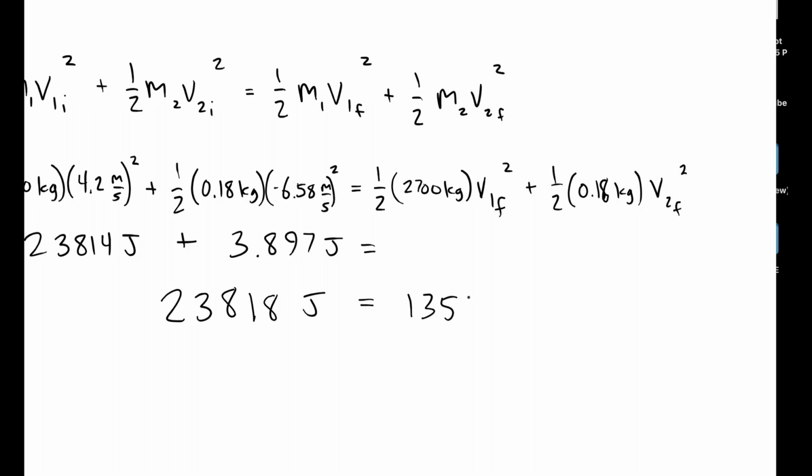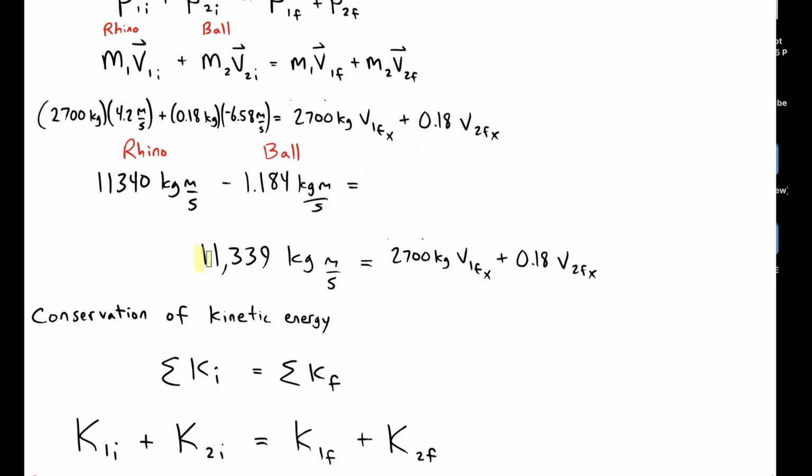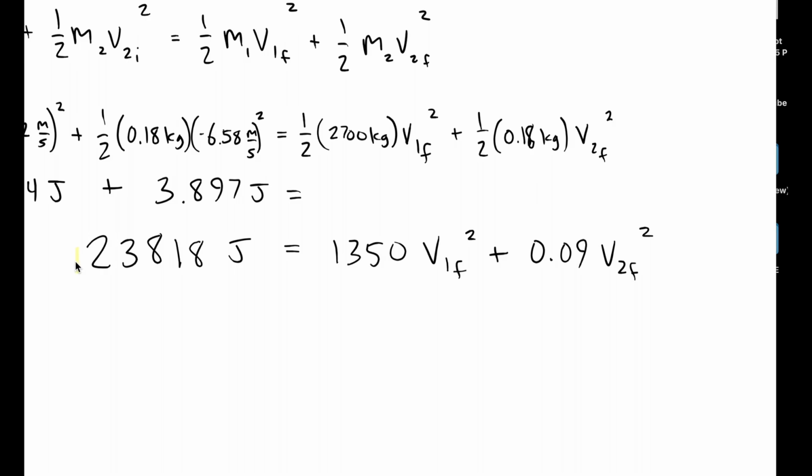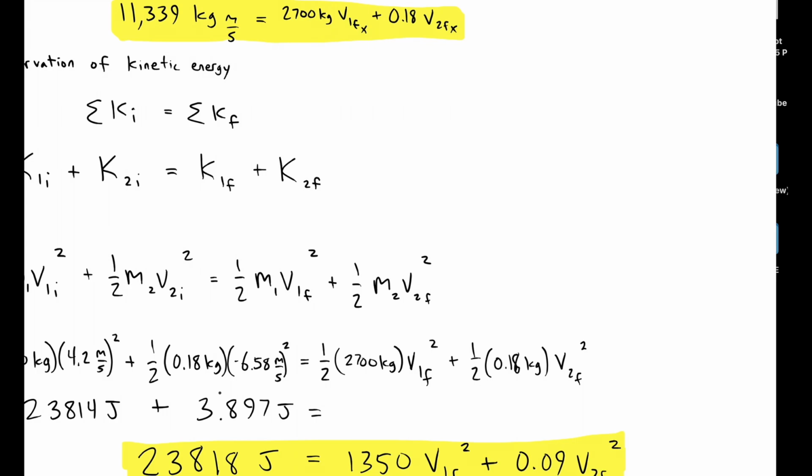We'll get 1350 V1F squared plus 0.09 V2F squared. Okay, so now that we have that all plugged in, we have to solve this system of equations. This equation and this equation together needs to be solved. Now you could certainly do it by hand, but since I want to get my answer fast, I'm going to use an online equation solver.